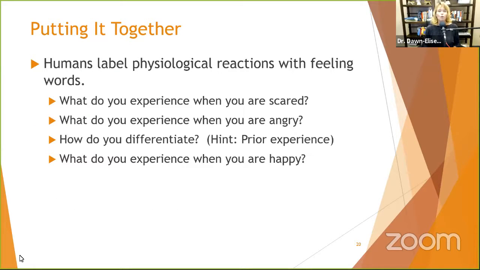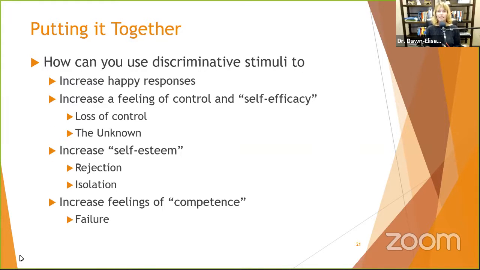Putting it together. We want to have people understand what they experience when they're scared or angry and how they differentiate it. We want to help them figure out what they experience when they're happy. What does it feel like to be happy? And encourage them to meditate on that. How does their body feel? And what things make them happy? Encourage them to do guided imagery in order to get into that space. Use stimuli in the environment to increase your happy responses and increase a feeling of control and self-efficacy.